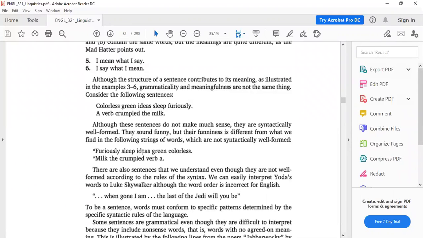If we say furiously sleep, ideas green colorless, or milk the crumpled verb, this is syntactically and semantically wrong, or ungrammatical, or ill-formed, because they don't follow the correct word order, and also they don't make sense.